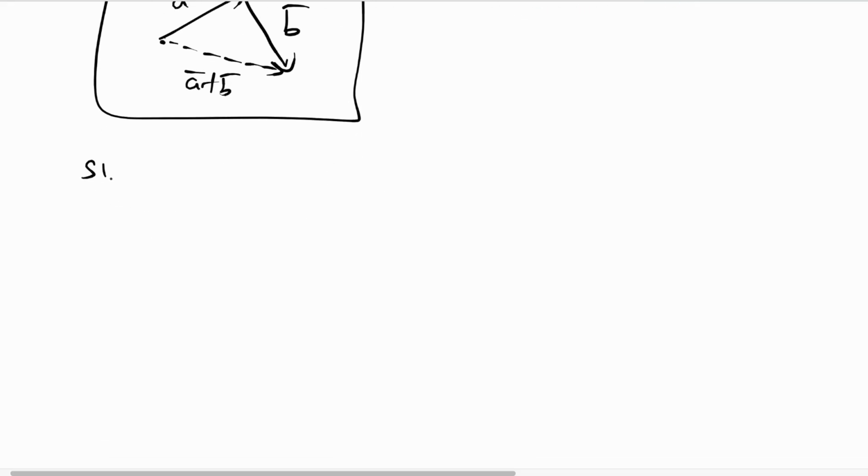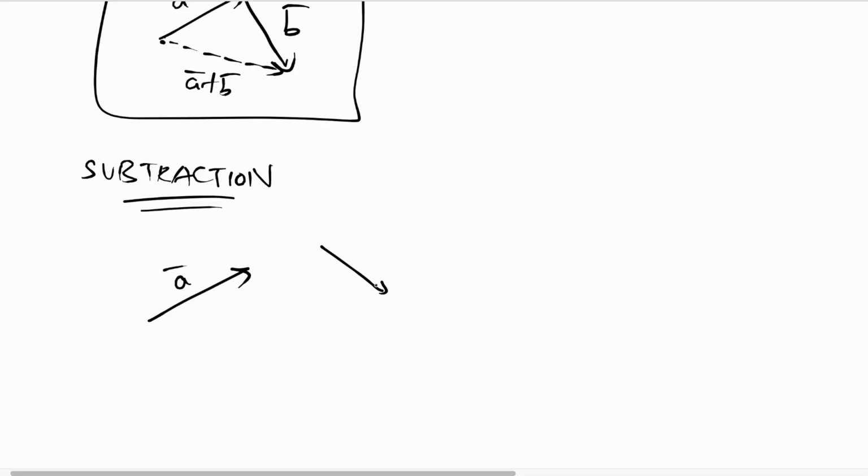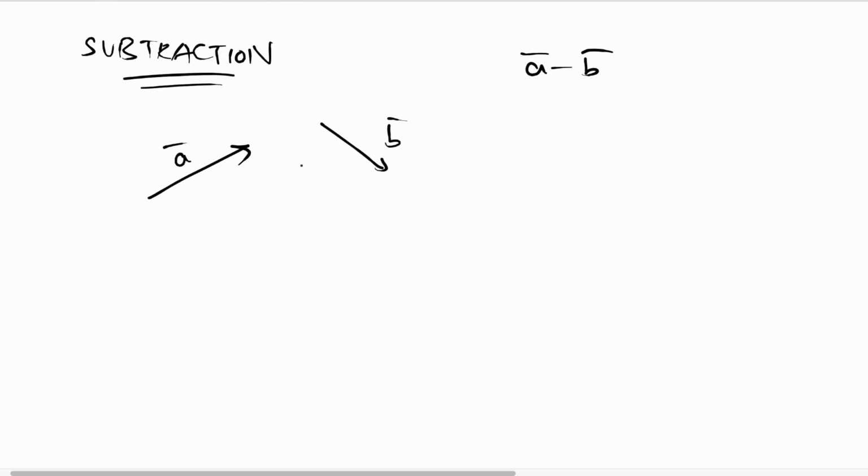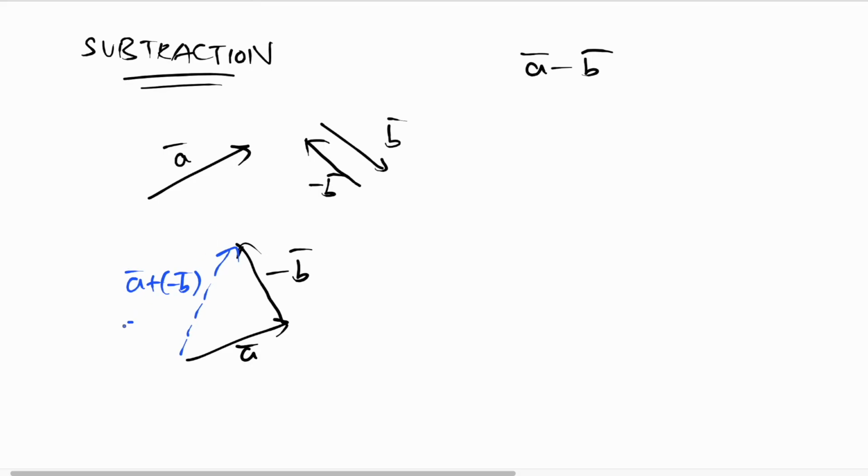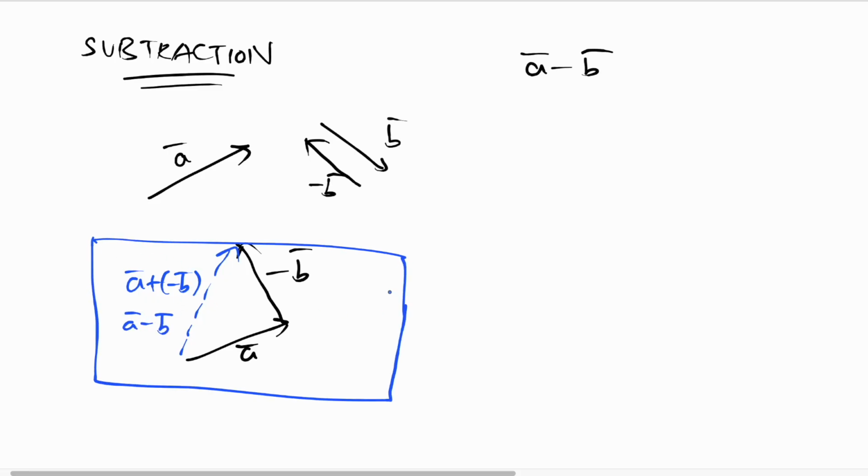Subtraction is also something which follows from addition only. There's nothing new in it. So a vector a bar and again a vector b bar. If I have to find a bar minus b bar, in this case, I'll draw how minus b bar looks like. So minus b bar is the same in magnitude but in the opposite direction like this. So this is a and this is minus b. So the addition is this blue vector, which is a bar plus minus b bar, which is a bar minus b bar. So this is how subtraction works.